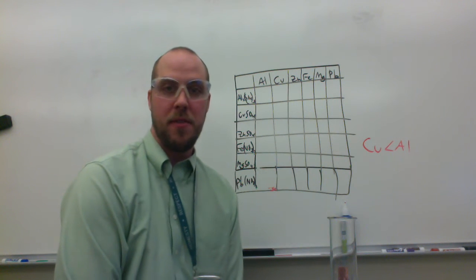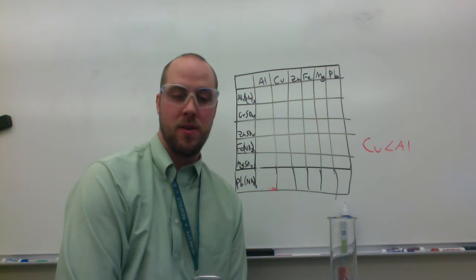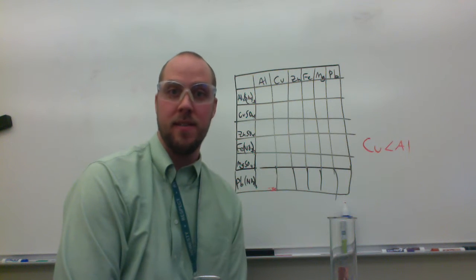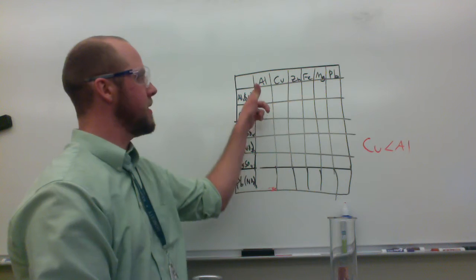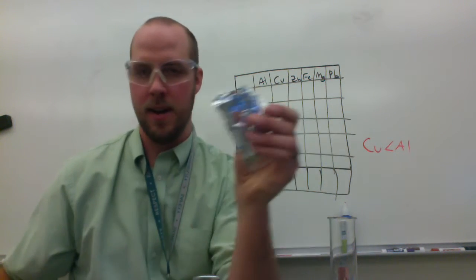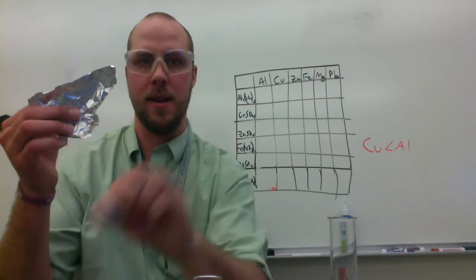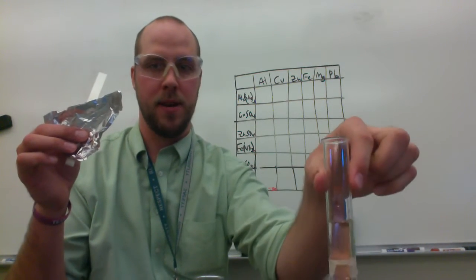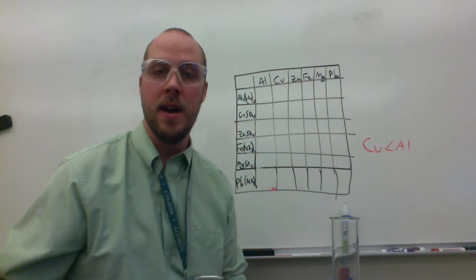Today we are going to be talking about the Activity Series, which is a lab where you figure out a ranking of each one of the metals. We've got 6 different metals: aluminum, copper, zinc, iron, magnesium, lead. Notice I've got all various kinds of pieces of metal that you are going to be putting into various liquids.